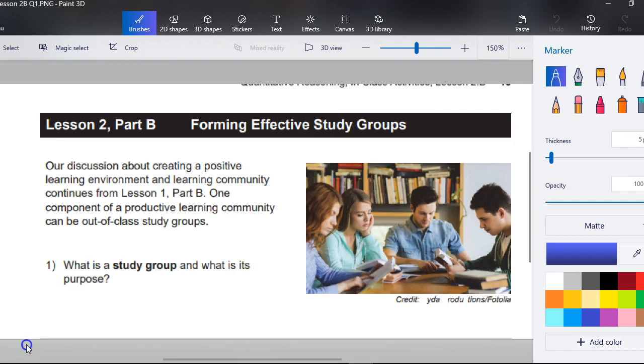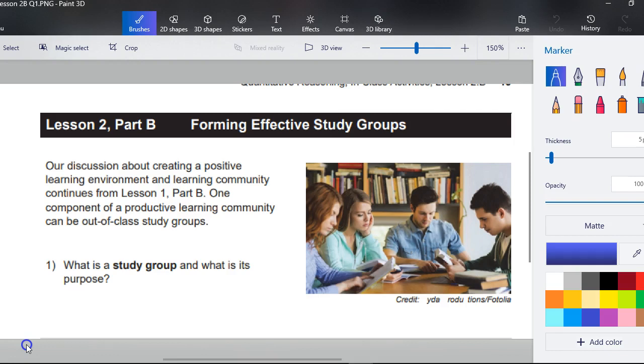Our discussion about creating a positive learning environment and learning community continues from Lesson 1B. And one component of a productive learning community can be out-of-class study groups. Question 1, what is a study group and what is its purpose? Hit pause and write down a couple of thoughts and come right back.